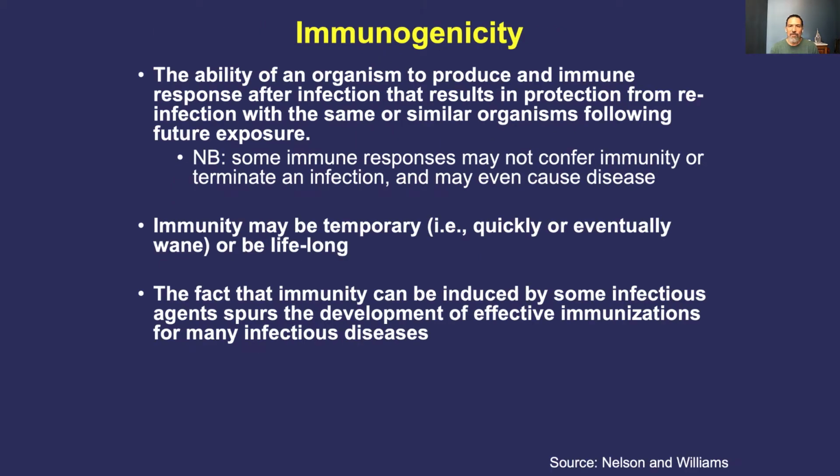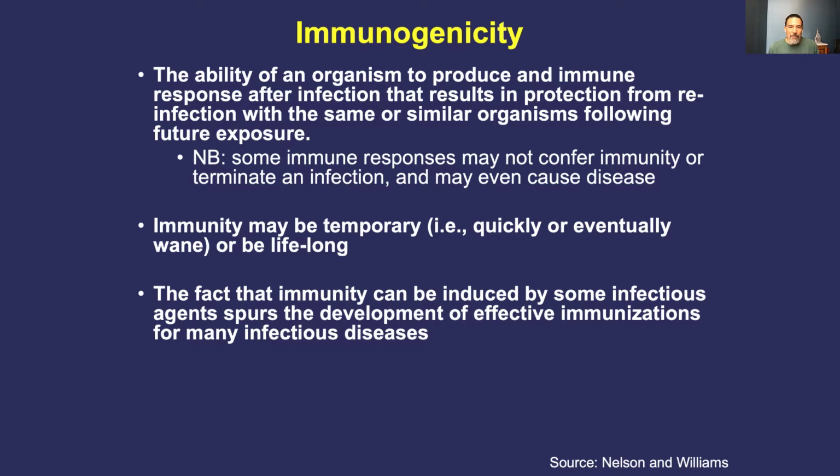Another important characteristic of infectious diseases is immunity, or the degree to which an infection results in immunity. This is called immunogenicity. Immunogenicity is defined as the ability of an organism to produce an immune response after infection that results in protection from subsequent reinfection with the same or similar organisms if someone is re-exposed. Infections that confer immunity are referred to as being immunogenic.